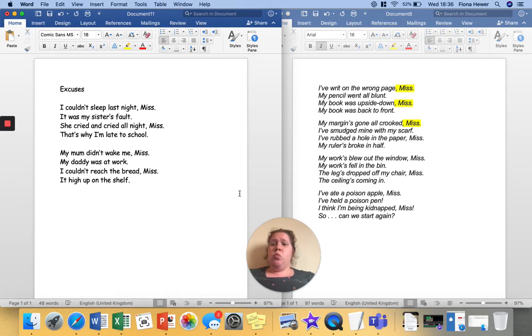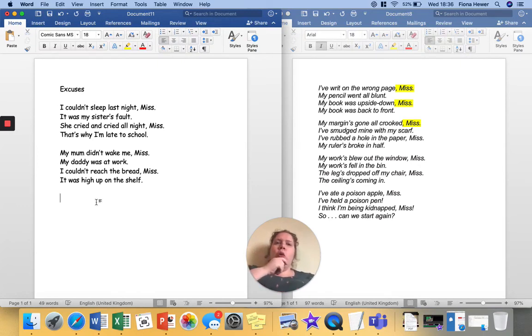My mum didn't wake me, miss. My daddy was at work. I couldn't reach the bread, miss. It was high up on the shelf. See, even adults get it wrong, and it's really, really important to reread your writing. Okay, I'm going to go for the third verse.